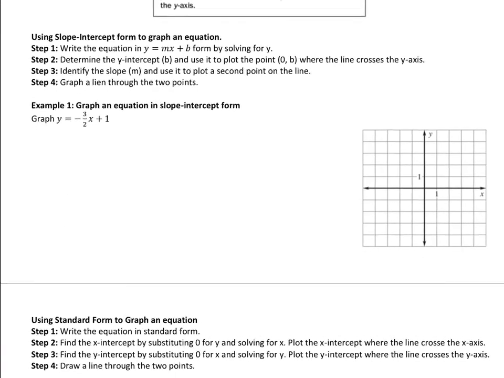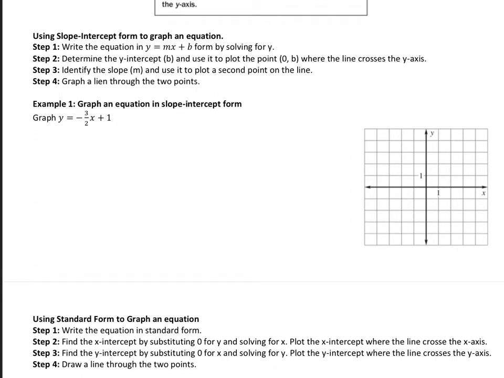So we're going to review slope-intercept form. If you remember y equals mx plus b, this gives you the steps. Your first step, get the equation in y equals mx plus b form by solving for y. So if it's not y equals already, force it to be y equals by solving for y. Your next step, find the y-intercept. The y-intercept is the constant in that function. The slope is the rate of change.